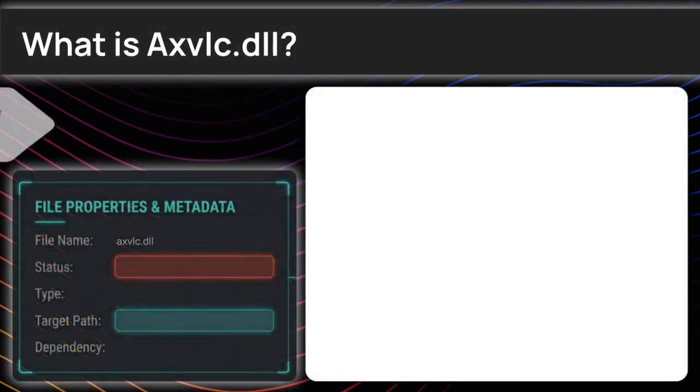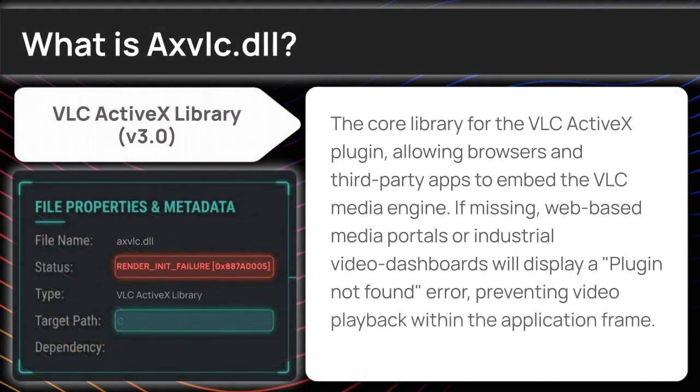This is the ActiveX VLC library, the core library for the VLC ActiveX plugin, allowing browsers and third-party apps to embed the VLC media engine. If missing, web-based media portals or industrial video dashboards will display a plugin not found error, preventing video playback within the application frame. Now that we've covered what the file does, let's jump into our first fix.